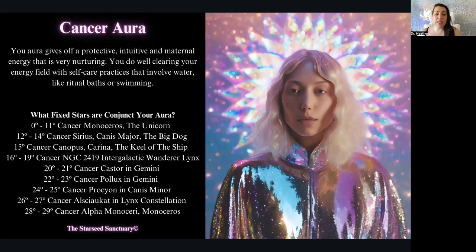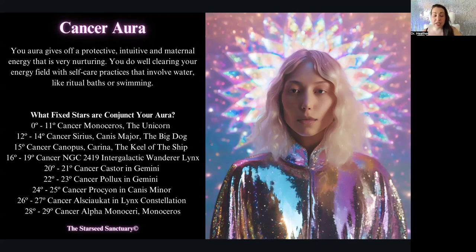And then we want to look and see what fixed stars are conjunct your aura. Anywhere from 0 to 11 degrees, you have a unicorn aura. Okay. And I love that for you. That's where your aura is. So conjunct Monoceros, the unicorn, if it's in those early degrees of Cancer.